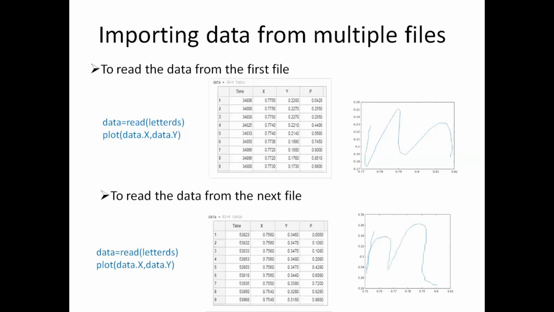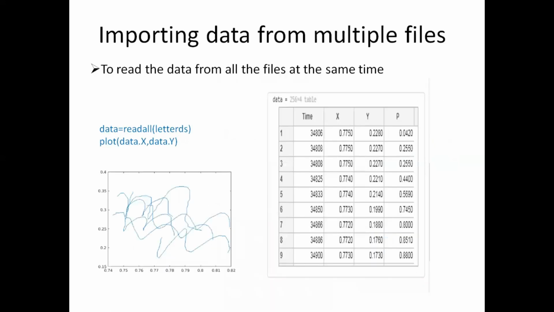Now if we want to read the data from all the files together, then we will use the MATLAB function readall. This will read the data from all the files at the same time. Here we have used data equal to readall letter ds, which will read the data from all the files in this letter ds. You can see here the snapshot of this data table. It has 256 rows and 4 columns. It has 256 rows because it is combining the data in all the files.